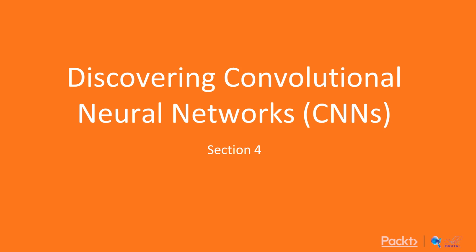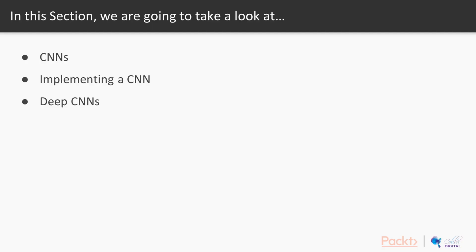We're beginning a new section today about convolutional neural networks. In this section, we're going to take a look at three things to understand convolutional neural networks. Number one, we're going to talk about how we can understand convolutional neural networks from an intuition point of view. Number two, we're going to look at implementing a CNN using Keras. And then number three, we're going to look into what happens when we create deep CNNs. We have more than one convolutional layer.